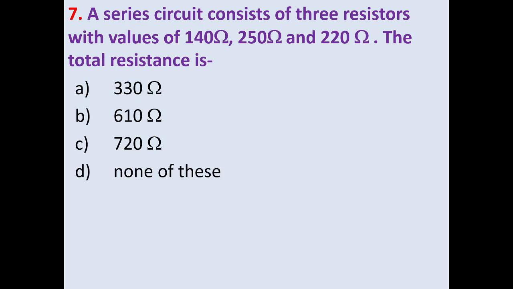A series circuit consists of three resistors with values of 140 ohm, 250 ohm and 220 ohm. The total resistance is? In a series combination, we write Rs is equal to R1 plus R2 plus R3. Substitute the values, you will get Rs as 610 ohm.